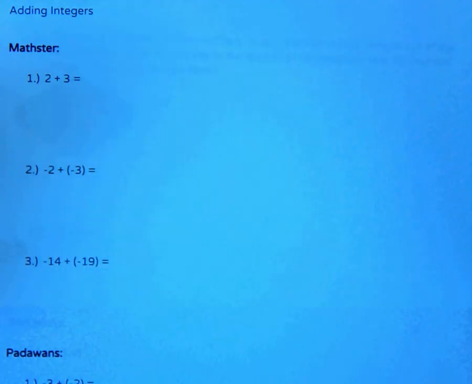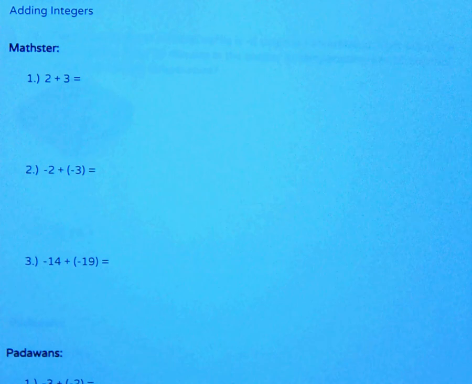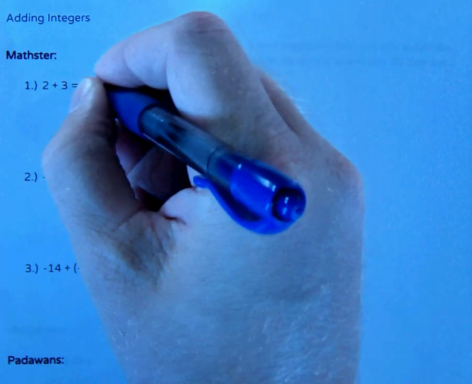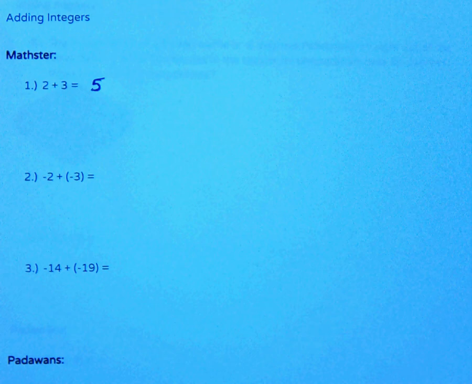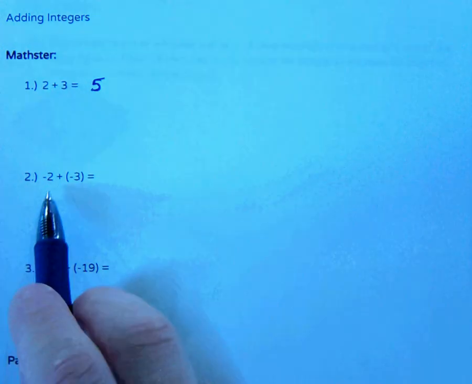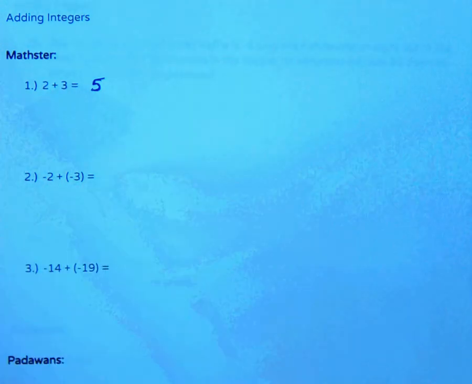2 plus 3. I feel like it would be insulting of me to act like this one's truly difficult. So we're just going to say, well, 2 plus 3 is 5. And everybody agrees with that, I'm sure. Now here, this is negative 2 plus negative 3. So that's a little bit different.